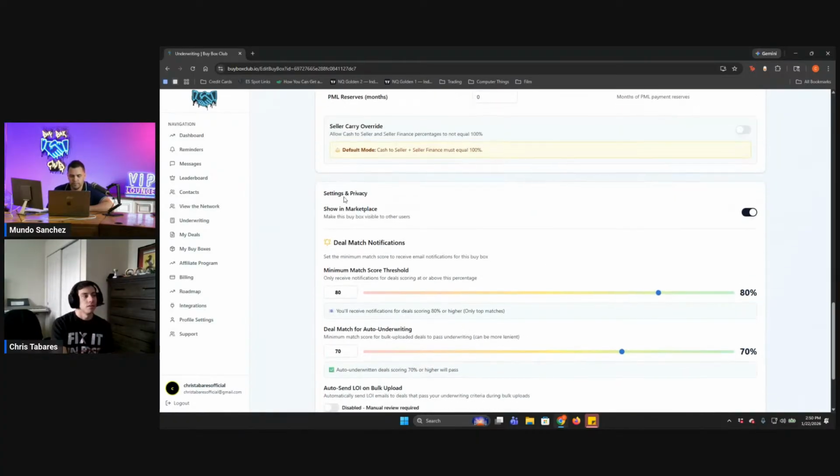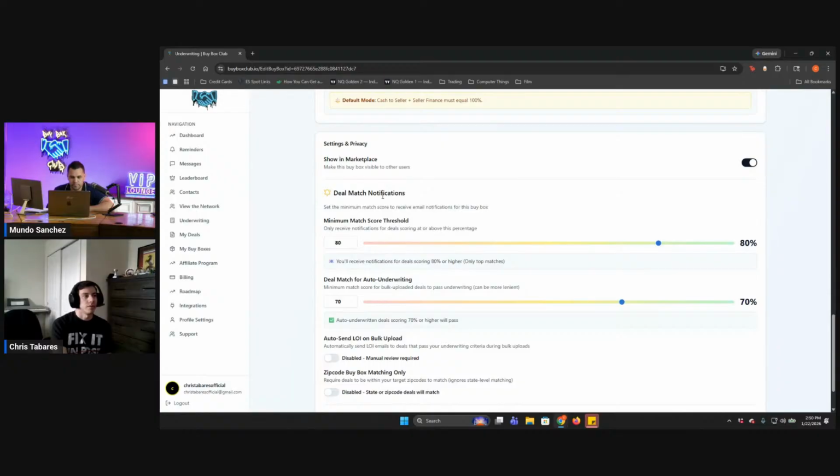Right. Setting the privacy, showing marketplace deal match notifications, minimum score to receive email notifications for this buy box. Okay, don't notify me unless it's at least this or higher.